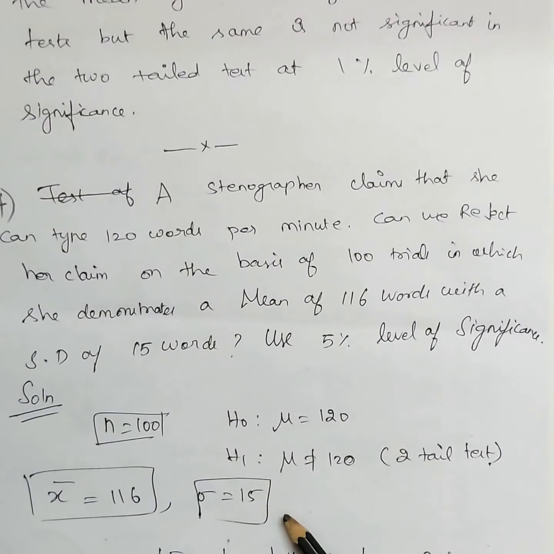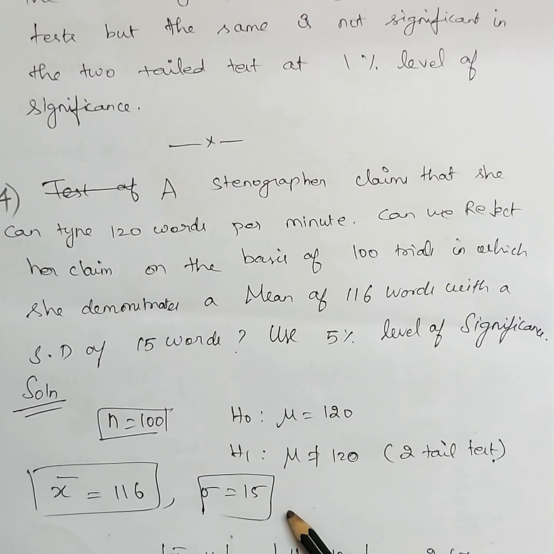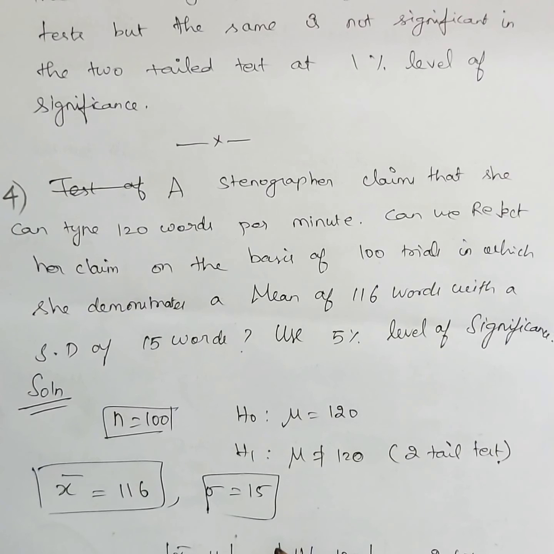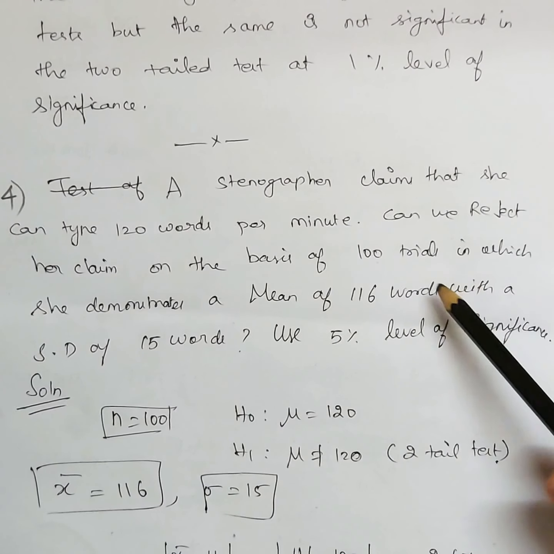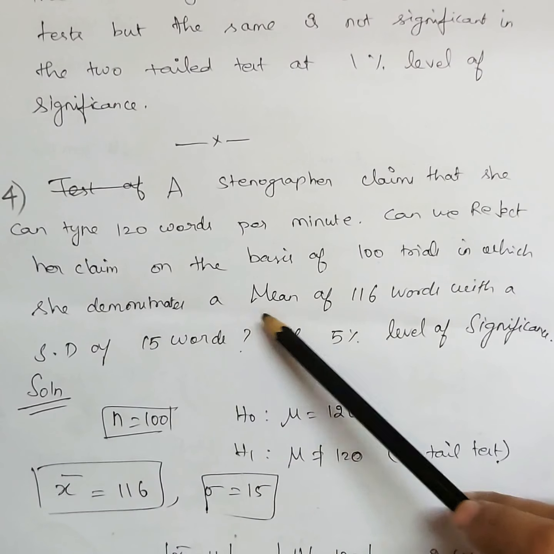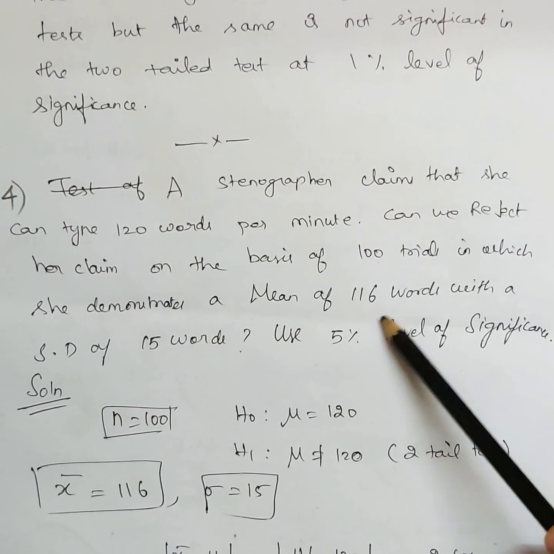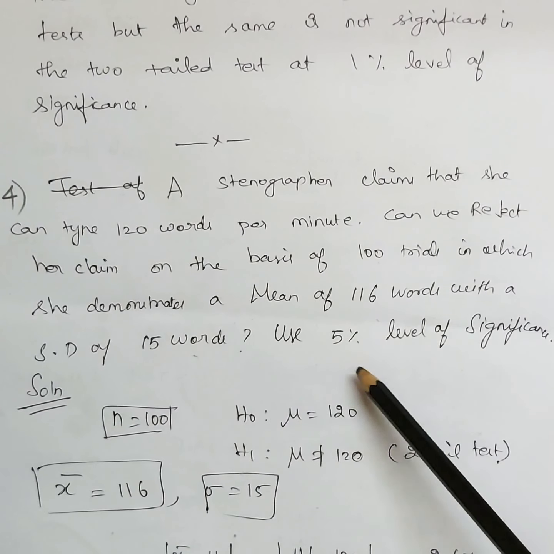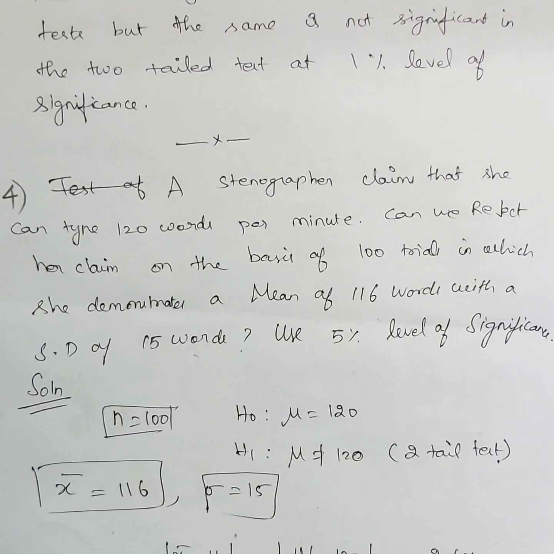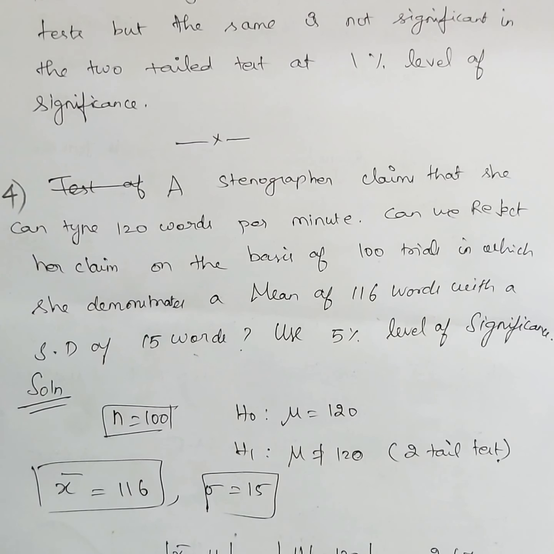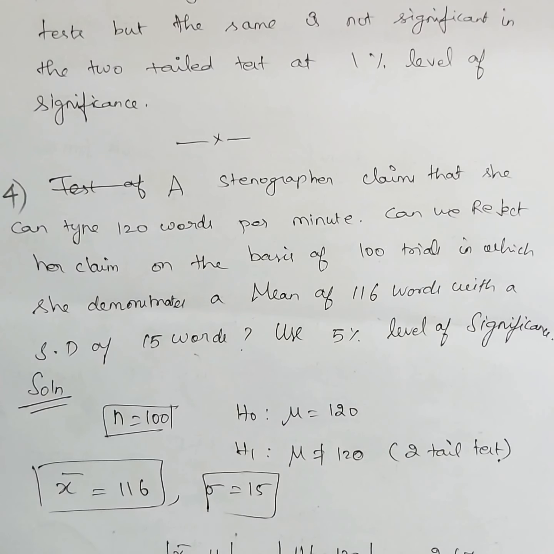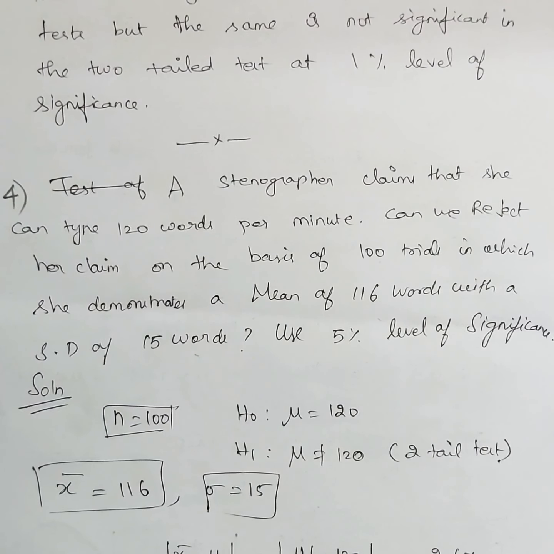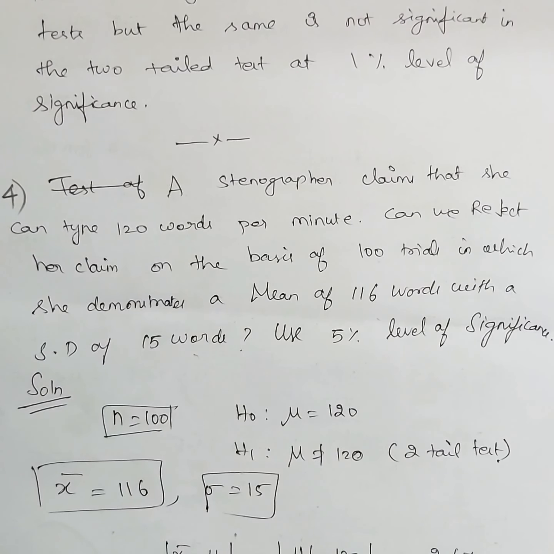A stenographer claims that she can type 120 words per minute. Can we reject her claim on the basis of 100 trials in which she demonstrates a mean of 116 words with a standard deviation of 15 words? And it has clearly given 5% level of significance. Now my question is, is this a one-tail test or a two-tail test? What is the null hypothesis? What is the given data?